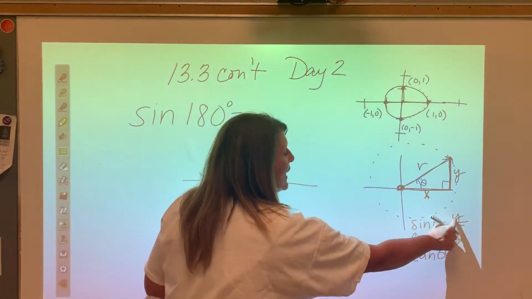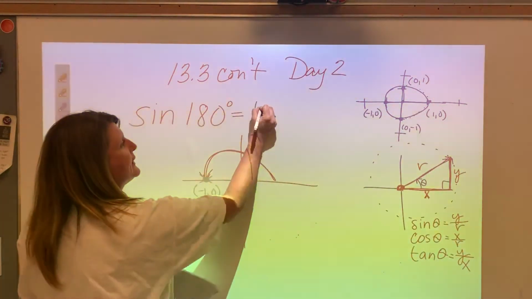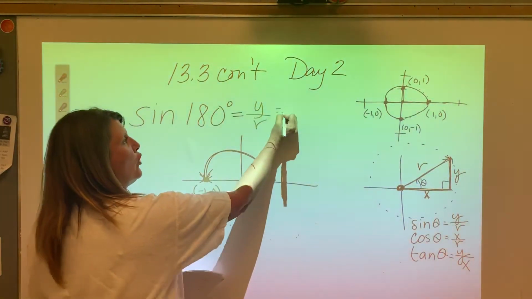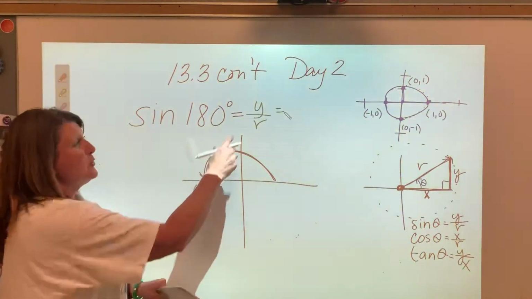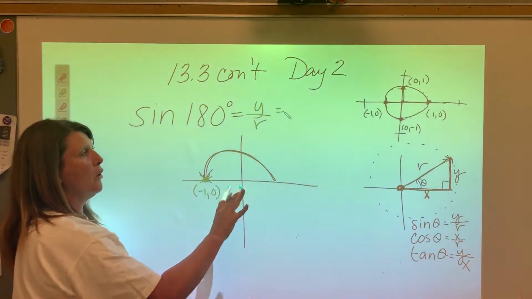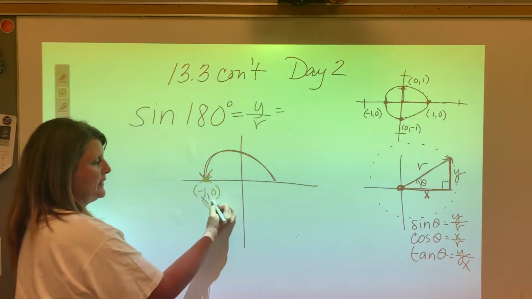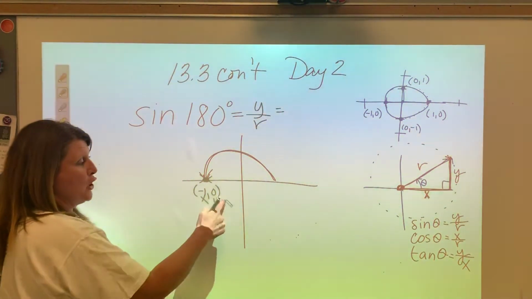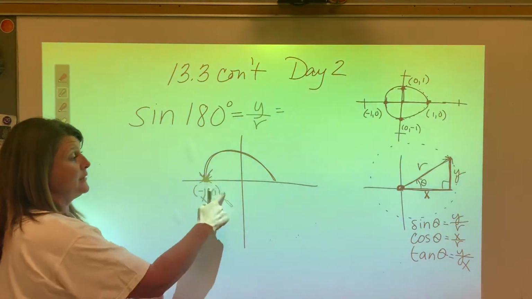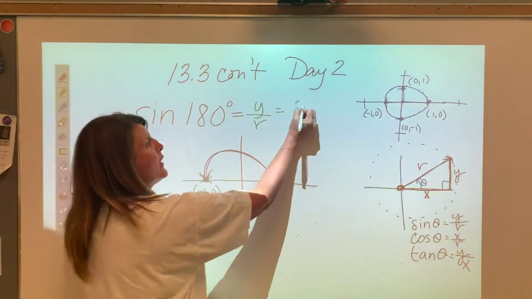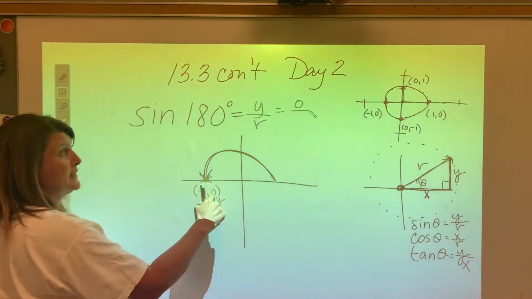Sine means y over r. So I'm going to write down y over r. And when I use y and r, let me show you what all these are looking at. This is the x coordinate. This is the y coordinate. So the y in this problem is a 0 because the y coordinate was a 0.